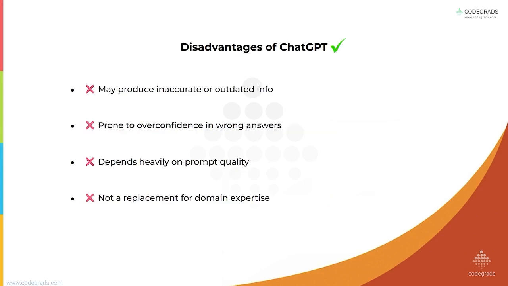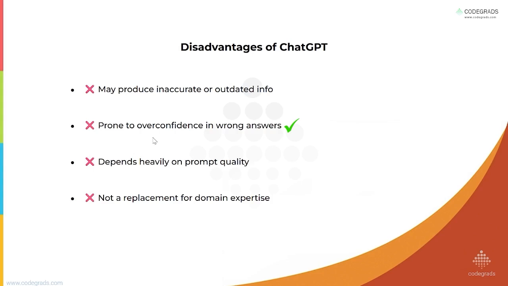Now, moving on to the disadvantages of ChatGPT, it may provide inaccurate or outdated info. In the case of inaccuracy, if the prompts given to ChatGPT are not specific and detailed, we can get an inaccurate answer. And if we ask about current questions or recent events, it will not show the correct answer. It will basically show outdated info.